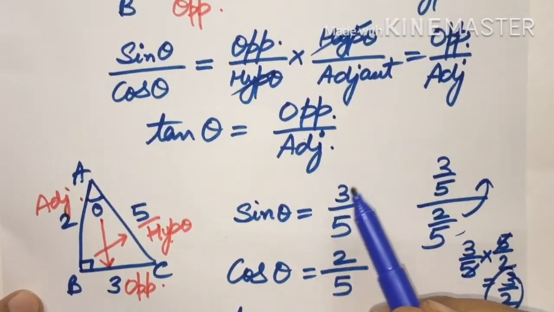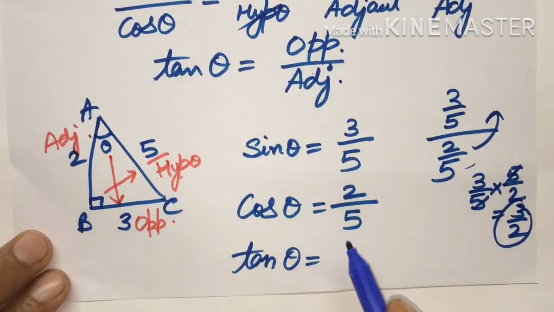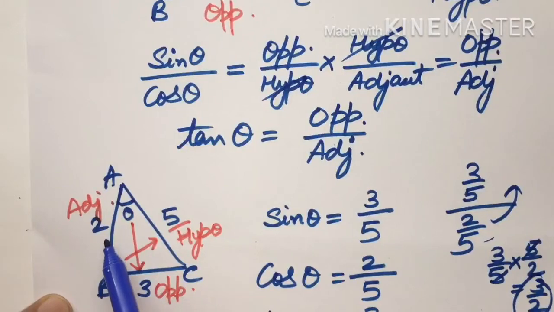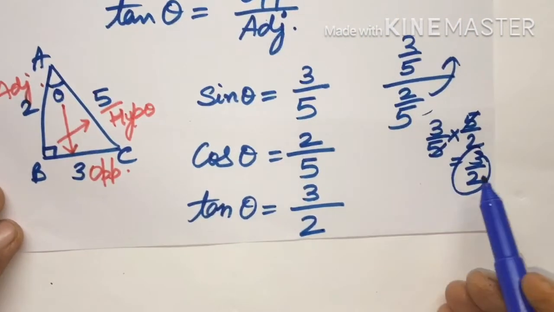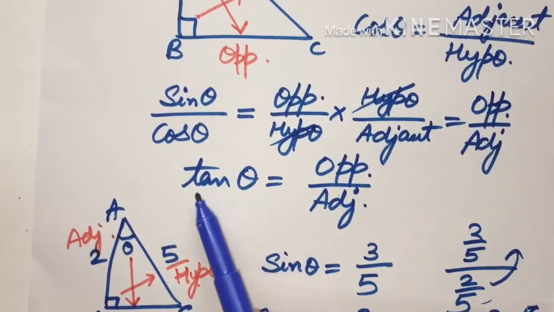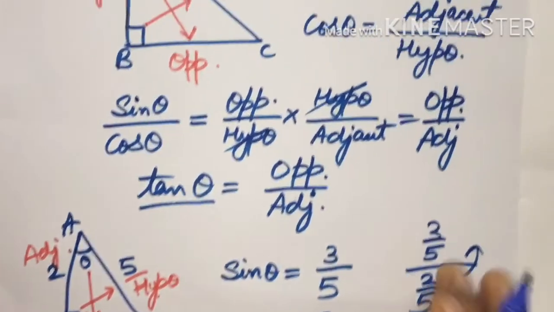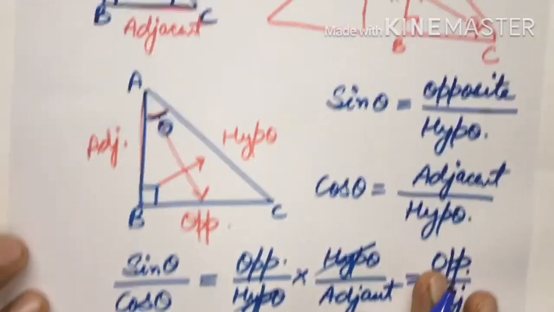Let's see. Tangent is opposite upon adjacent. So opposite is 3 and adjacent is 2. The same value as we got from there. So tangent theta is sine theta upon cos theta. This one was the first method.